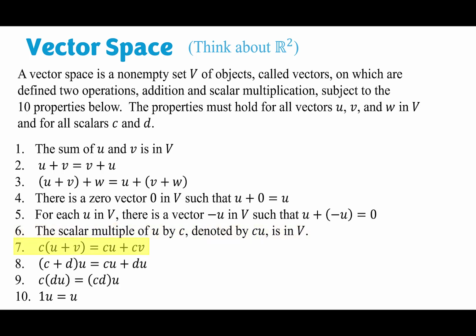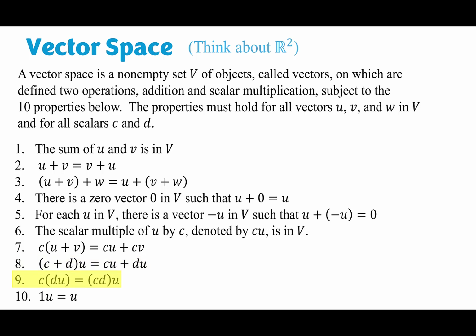Property 7, if you scale the sum of two vectors, you can first scale the vectors individually and then add later. Right? So you can think of that as distributing the constant multiple c through to both vectors. Property 8, if you have a sum of two scalars and then you multiply it by the vector u, that's the same thing as first distributing the vector u through, so you get cu plus du, right? That's the same thing. So pretty trivial there.